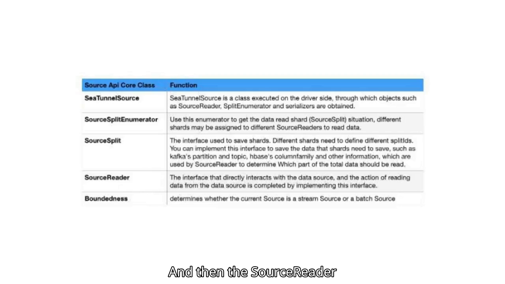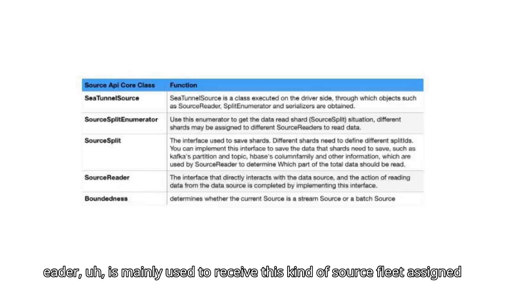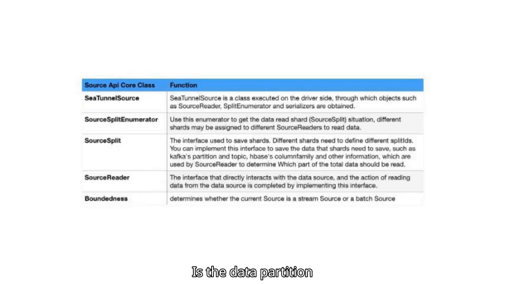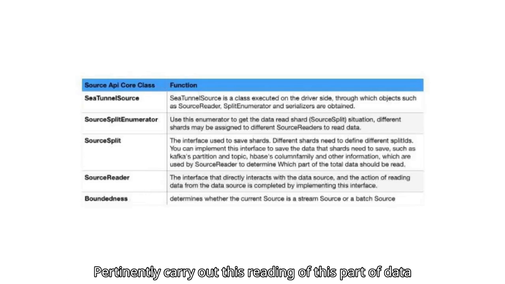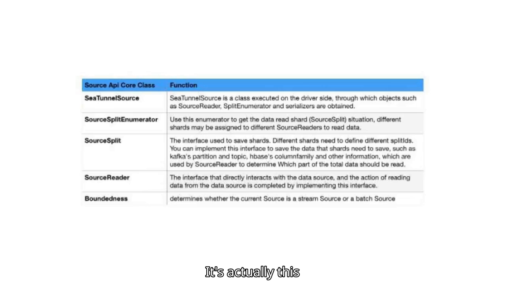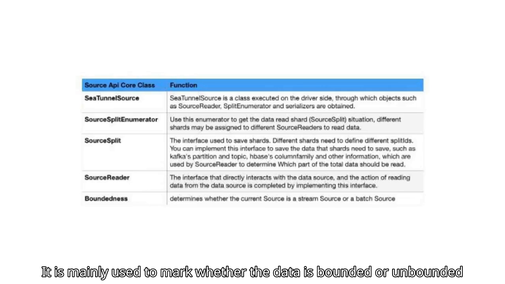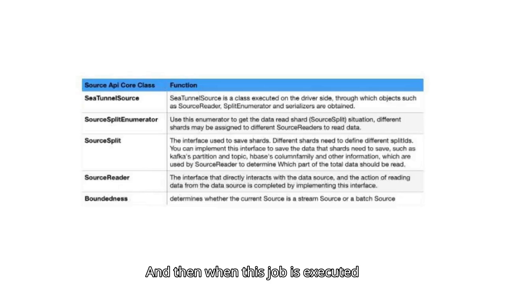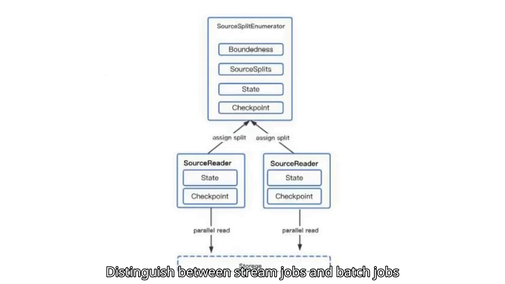And then the source reader is mainly used to receive the data partition assigned by the source split, and then carry out the reading of this part of the data pertinently. It's actually the interface that actually reads. Then boundedness is mainly used to mark whether the data is bounded or unbounded, and when the job is executed, to distinguish between stream jobs and batch jobs.